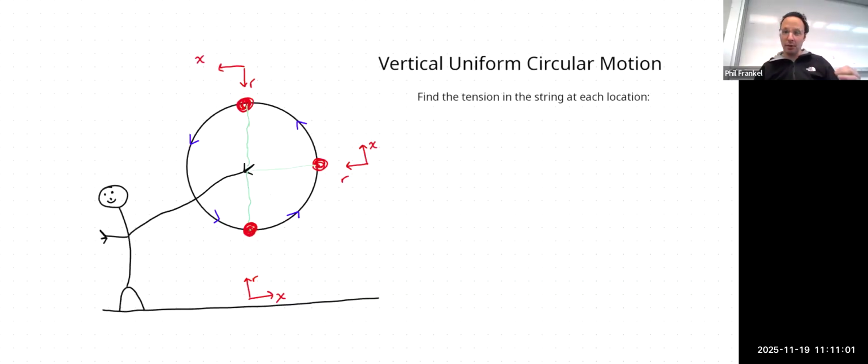Hey folks, today we're going to talk about vertical uniform circular motion. Just like all uniform circular motion, vertical uniform circular motion involves an object moving at a constant speed in a circle. But unlike the previous problems we've looked at, the motion occurs in a circle that lives in a vertical wall-like plane. So I'll give you an example of what this might look like.